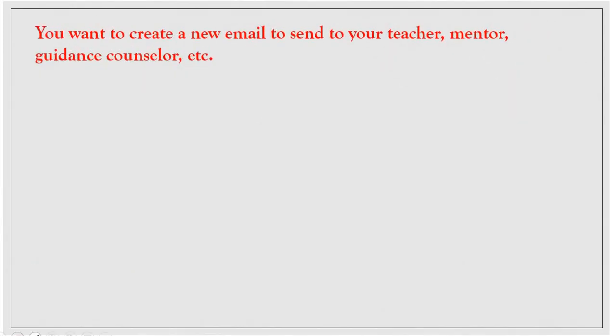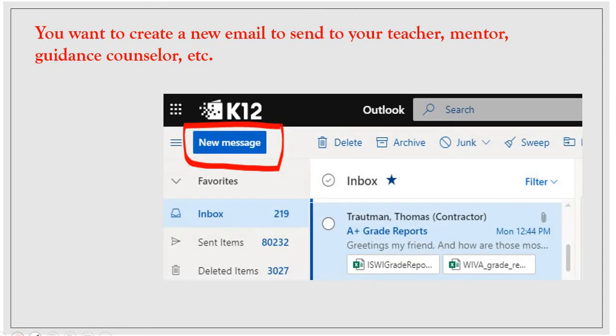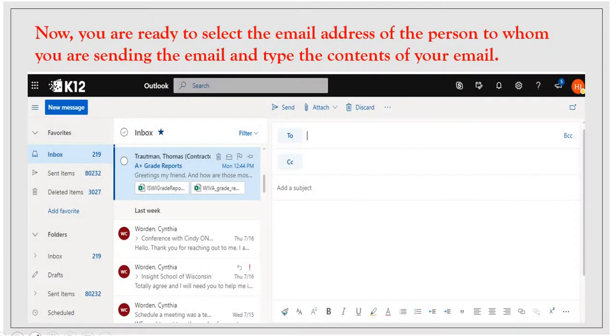Now what do I do? I want to create a new email. I'm not responding to anybody, I just want to get a new email sent because I have a question for my teacher, my mentor, my guidance counselor, something. Okay? And so when I come back to this page, here was my list. Up in this corner, I'm going to click on new message. Once I do that, I'm going to see this screen.